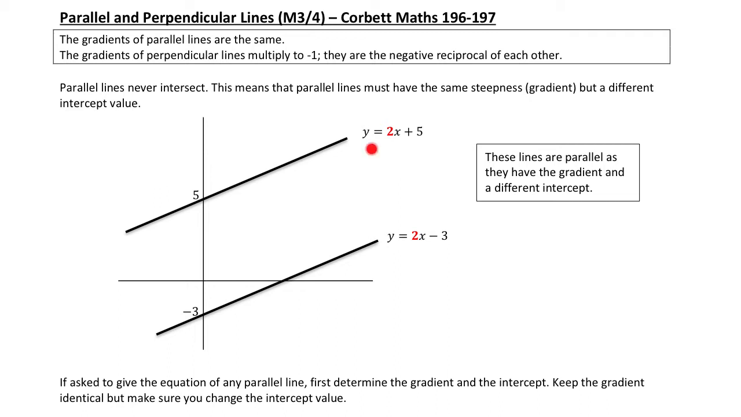If we look at the equations, the equation of this one is y equals 2x plus 5. And this equation is y equals 2x minus 3. So the two x terms are the same. The only thing that's different is the intercept.